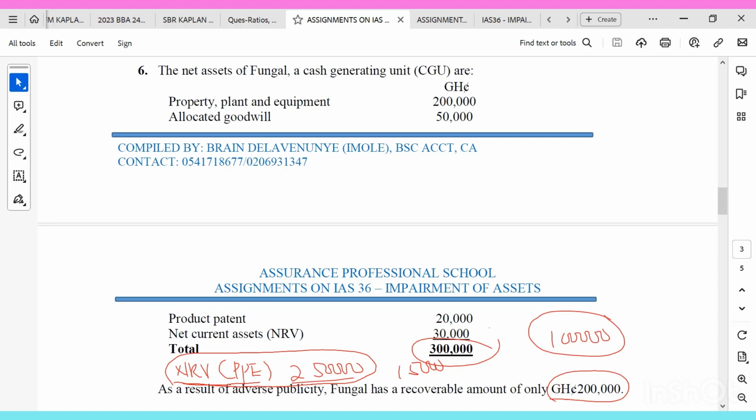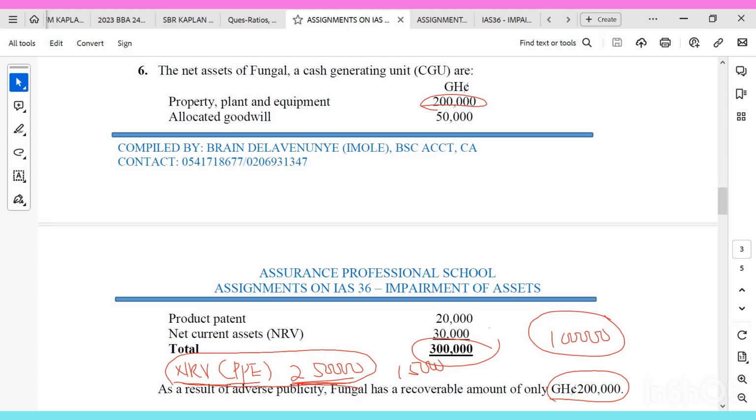The carrying value of the PPE is 200,000, but they are now telling you that the carrying value of the PPE at the date of the impairment test is 250,000. What does it mean? It means that the market value of the PPE has increased.